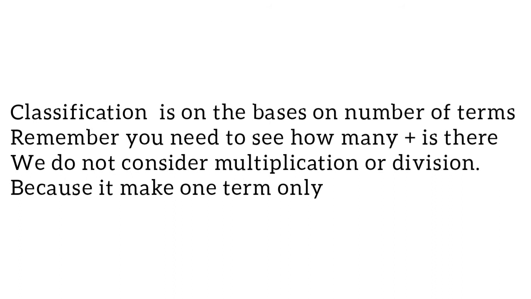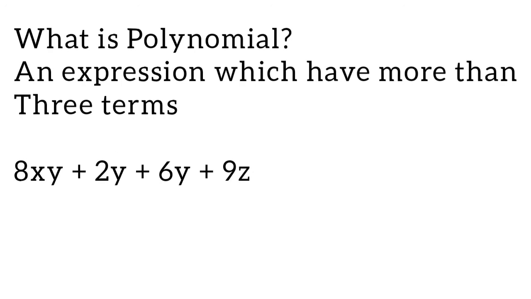So classification is on the basis of number of terms. Remember, you need to see how many pluses there are. We do not consider multiplication or division because multiplication and division make it one term only. Polynomial is something where you have normally more than three terms. That will be a polynomial.